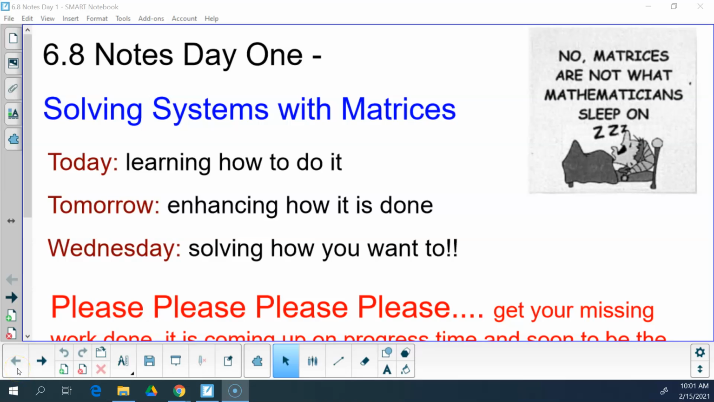All right, let's do this. Let's hammer out these notes, get going, get ready to go.